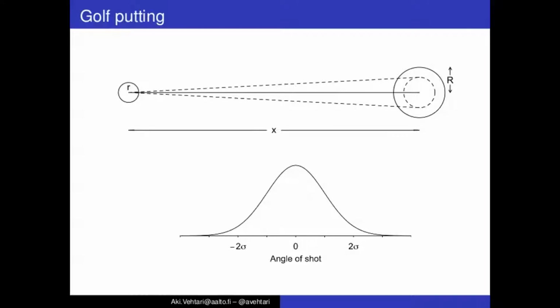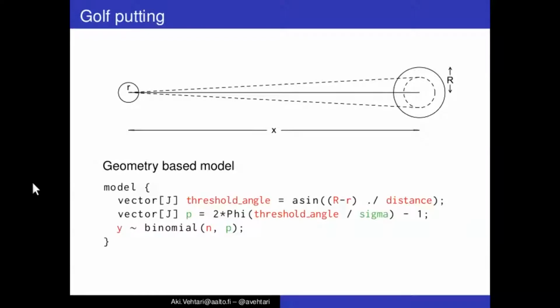Because we may assume that there are many different things that would affect this uncertainty in the angle of shot, we can write this geometry-based model in Stan language. You can see here there's a vector of length J, threshold angle, which is just the transformation from the data, R, the radius of the hole, and small r, the radius of the ball, and the distance, which is also a vector of length J of these different distances where the putts were made.